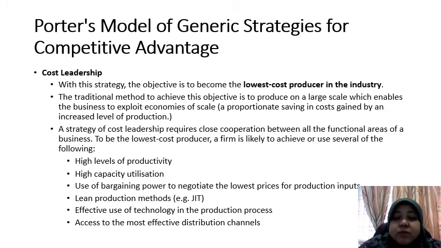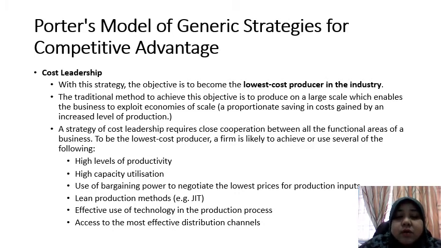Maksudnya, you ada sekian jumlah duit untuk menghasilkan, okay, katakanlah you ada RM30 nak buat kari pap 500 biji. Tapi you cuma perlu tambah lagi RM10 untuk hasilkan 1000 kari pap. So mana you nak invest? RM30 ke RM40? So basically that is economies of scale. Kalau selalunya kita akan go to the paling banyak bilangan dengan jumlah duit yang kita spend. Okay, so basically that is economies of scale. So a strategy of cost leadership requires close cooperation between all functional areas of a business.